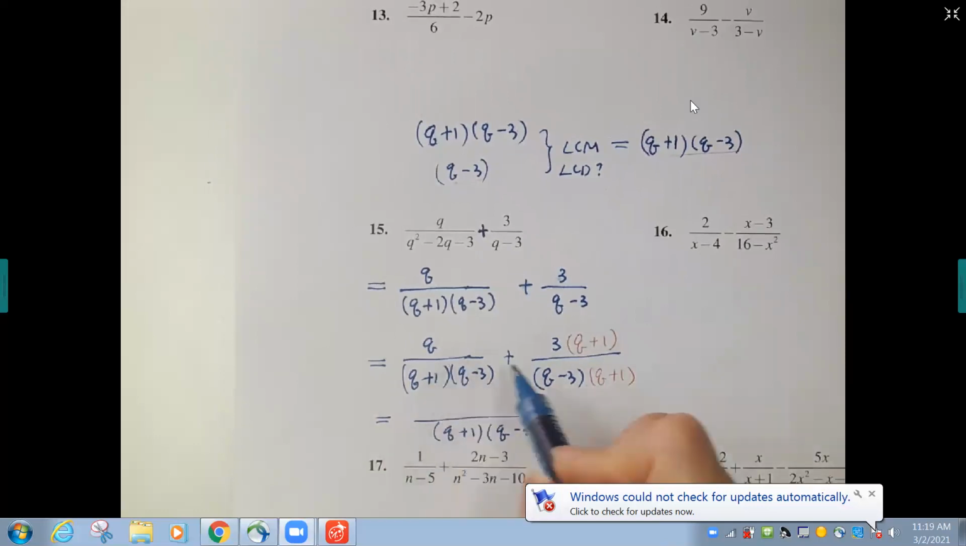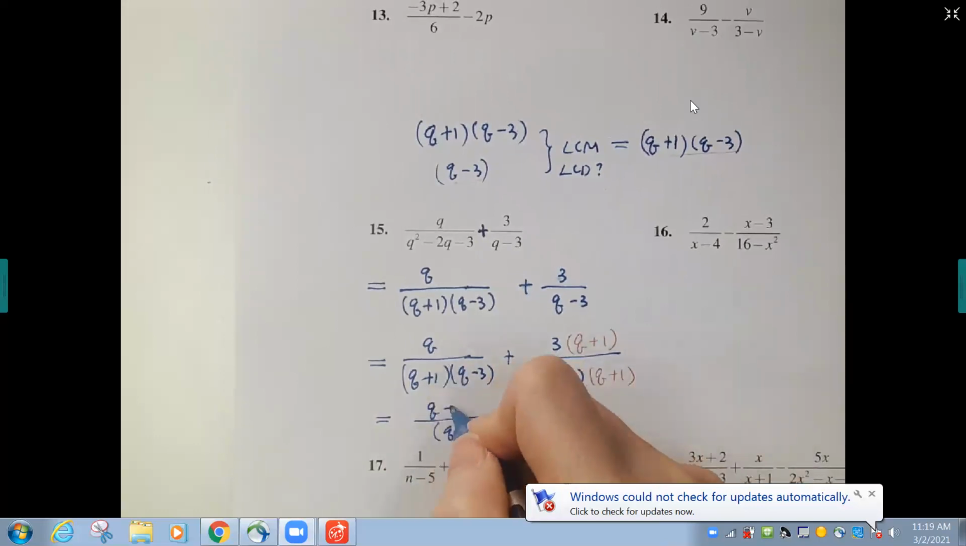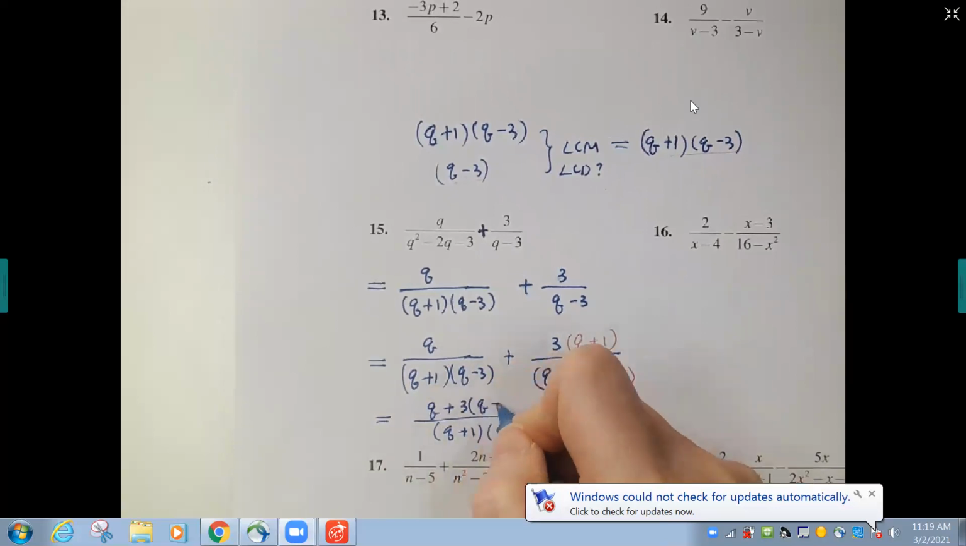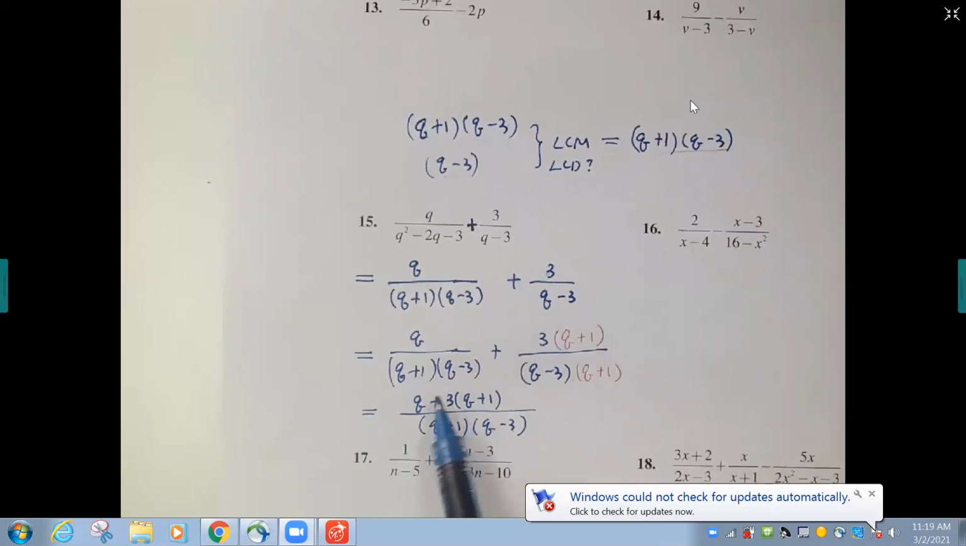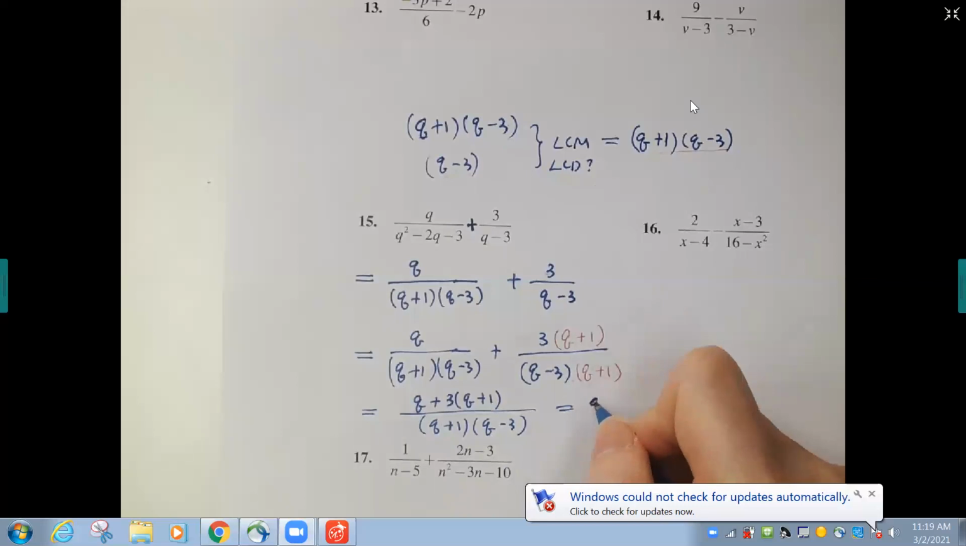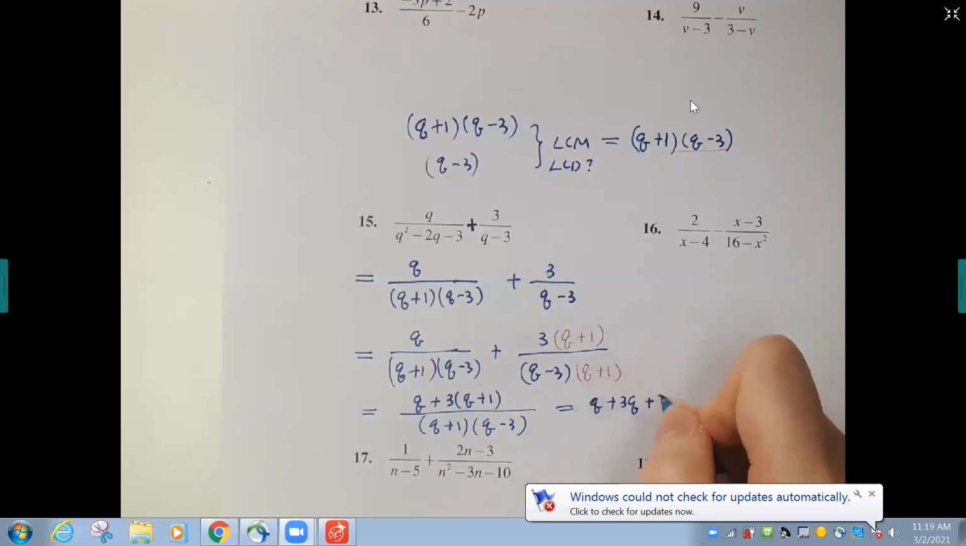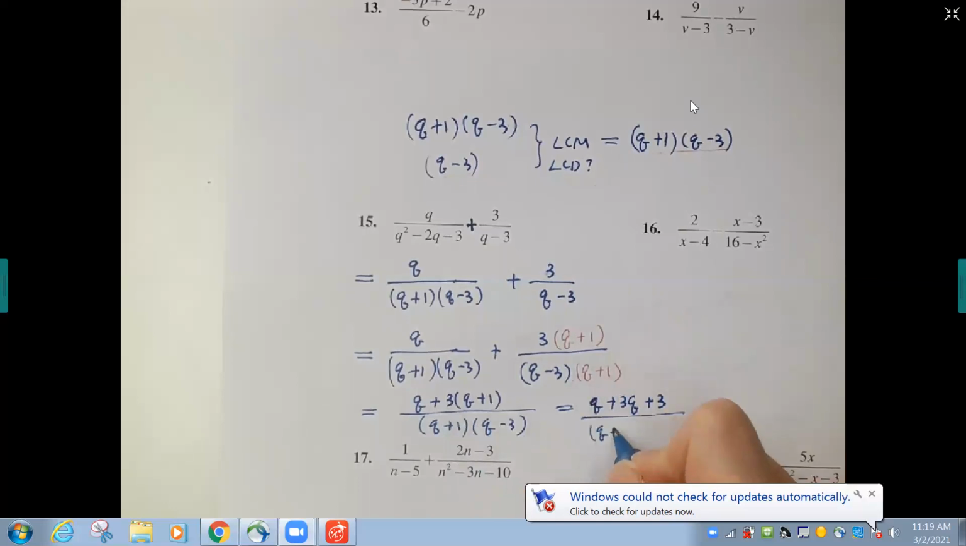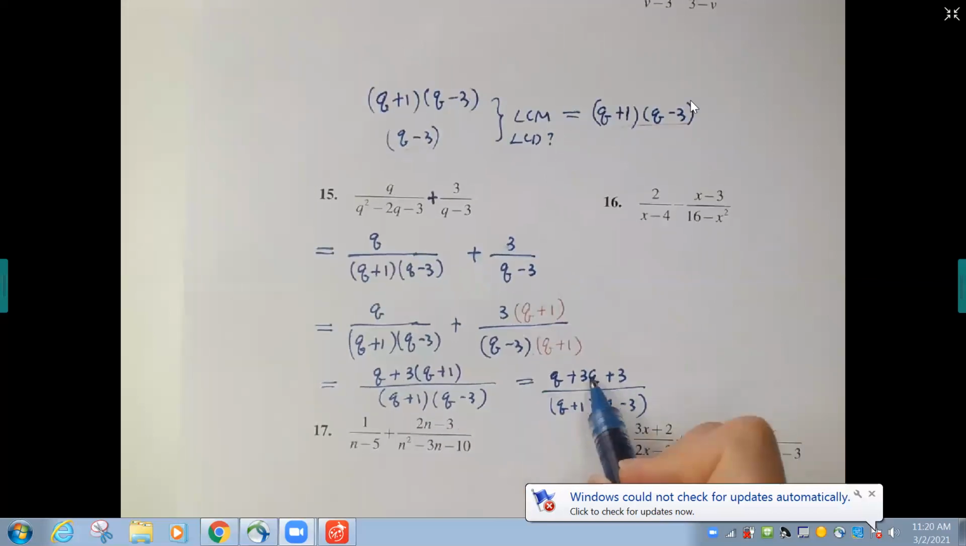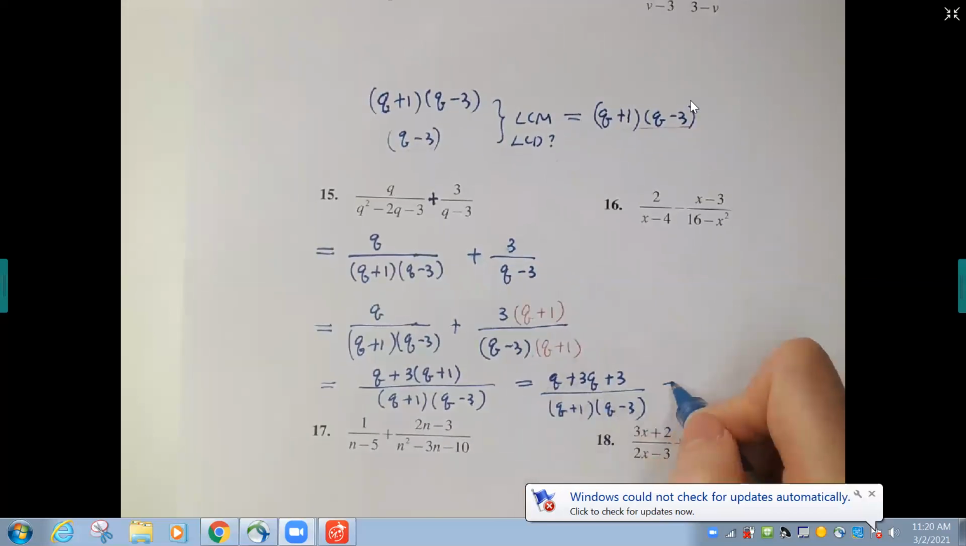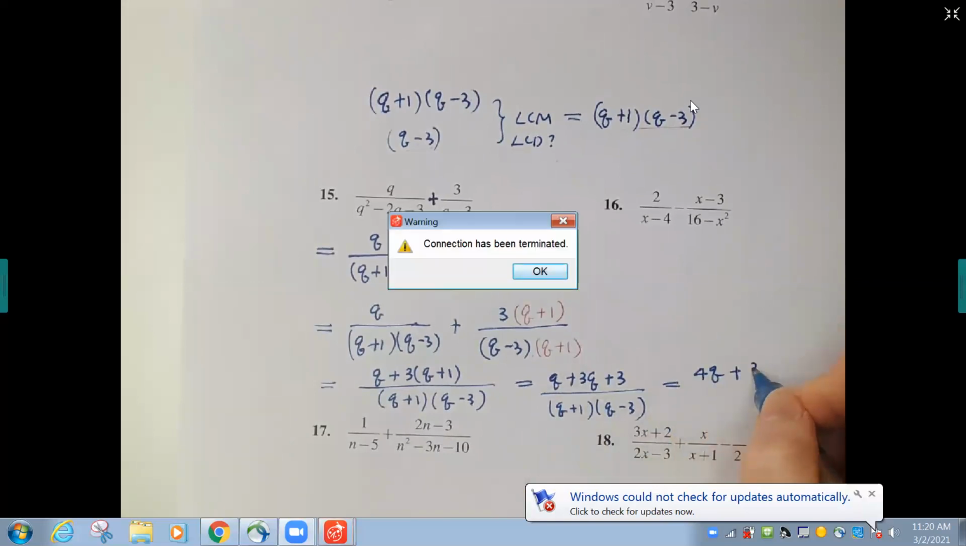I add the two numerators, q plus 3 times q plus 1. And then you are going to simplify the numerator only. Remove the parentheses: q plus 3q plus 3, distributive law over q plus 1, q minus 3. Then combine like terms. 1q plus 3q, that's 4q. So 4q plus 3 over what?